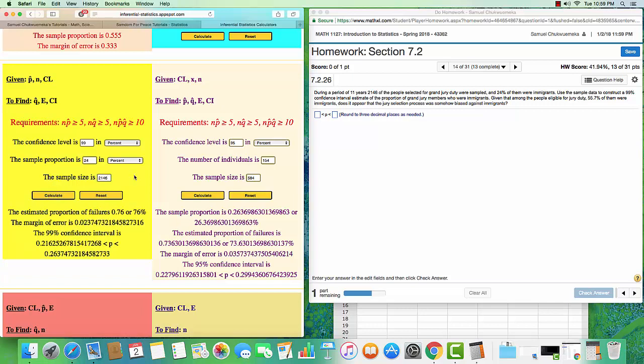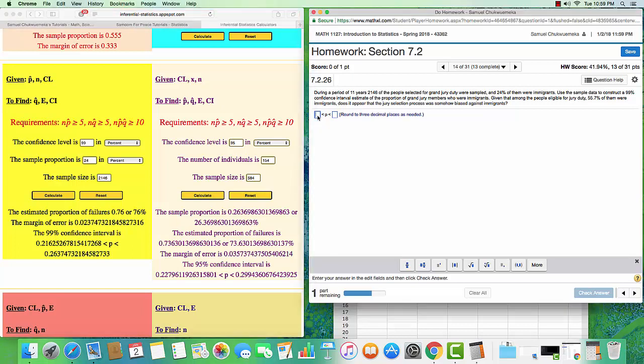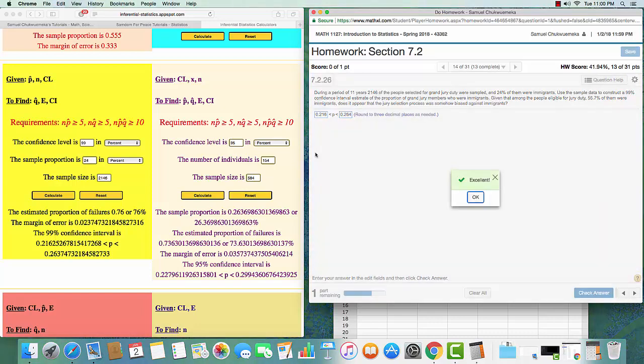Calculate. So the 99% confidence interval would be 0.216 as the lower bound and 0.264 as the upper bound. Okay.